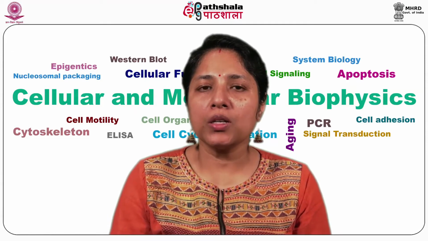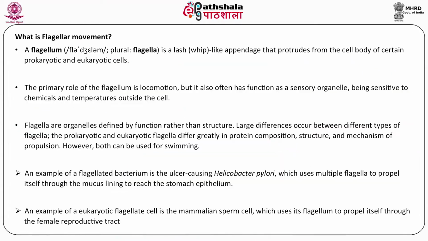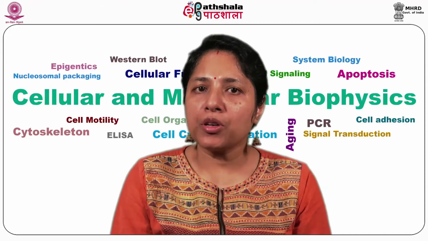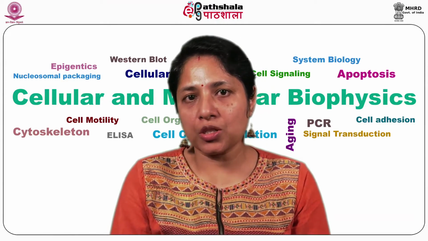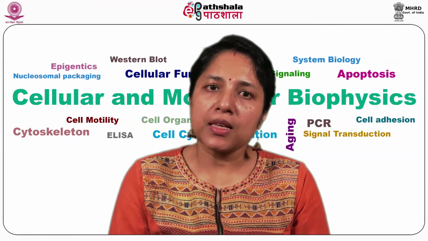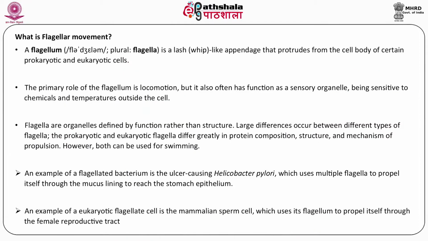Now to further go in detail of the flagellar movement, a flagellum is a whip-like appendage that protrudes from the cell body of certain prokaryotic and eukaryotic cells. The primary role of the flagellum is locomotion, but can also be used as a sensory organ. The prokaryotic and eukaryotic flagella differ greatly in protein composition, structure, and mechanism of propulsion. However, both can be used for swimming.